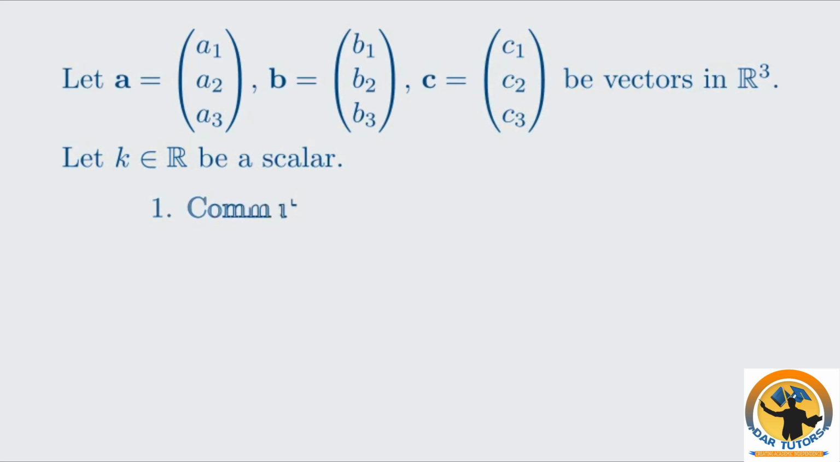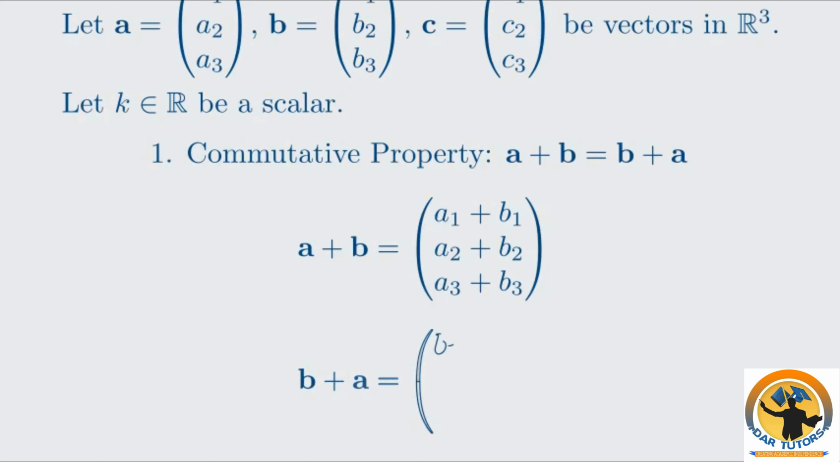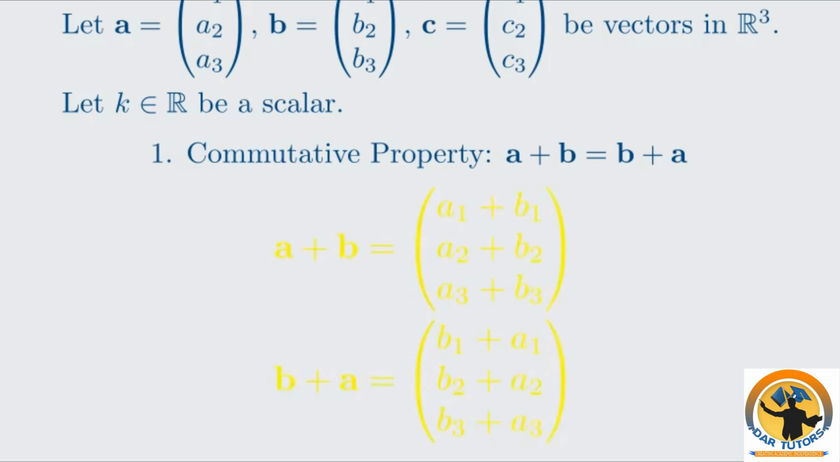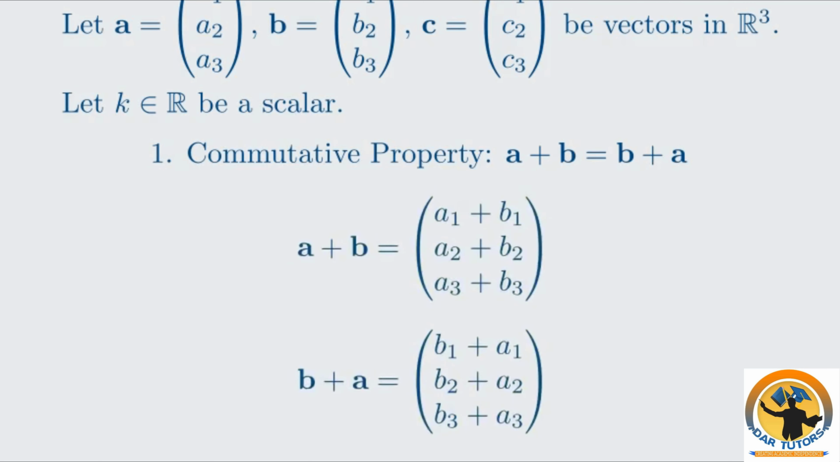This states that the order in which you add 2 vectors does not change the result. In other words, a plus b equals b plus a. We can prove this by adding the component vectors. a plus b is the vector (a1 plus b1, a2 plus b2, a3 plus b3). And b plus a is the vector (b1 plus a1, b2 plus a2, b3 plus a3). Since addition of real numbers is commutative, a1 plus b1 is the same as b1 plus a1, and so on for all components. Therefore, the 2 vectors are equal. The order of addition does not matter.